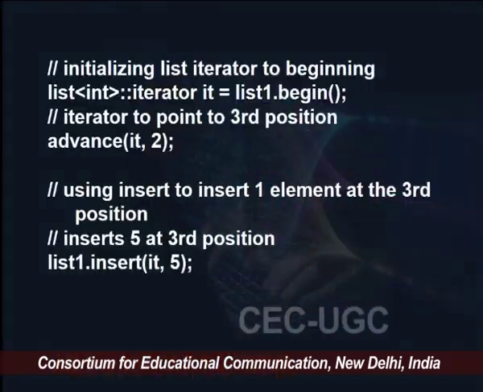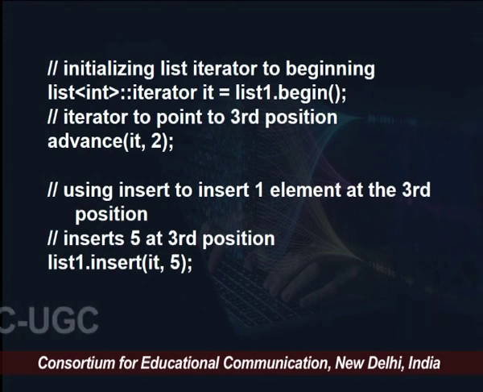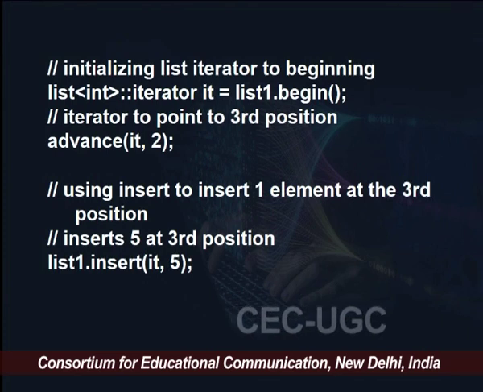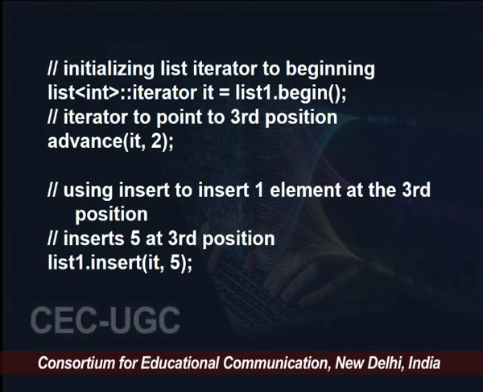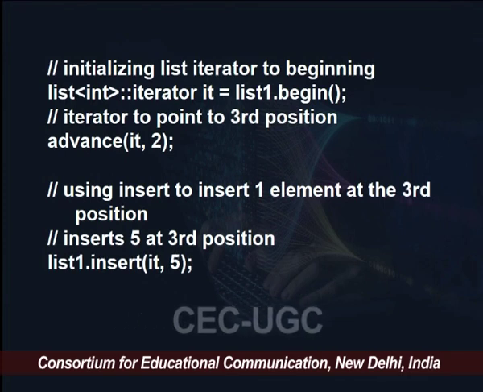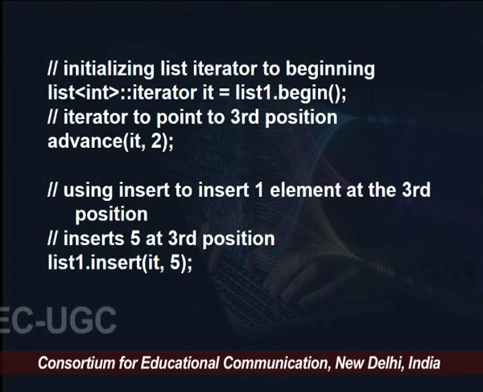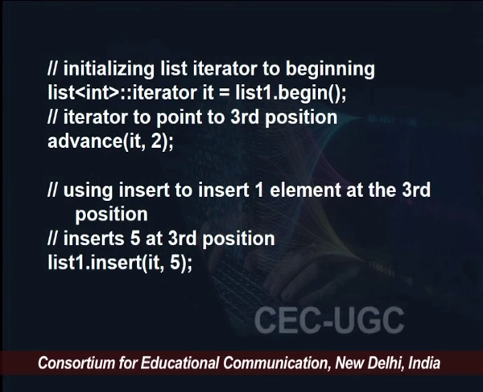Then, in order to point that list iterator to the third or any other position, we are going to use the function named advance. Advance takes 2 parameters: one is what is to be advanced, that is the iterator it. The first parameter is it, and this is going to be advanced to the third position. So, 0, 1 and 2. Here we are writing advance(it, 2).